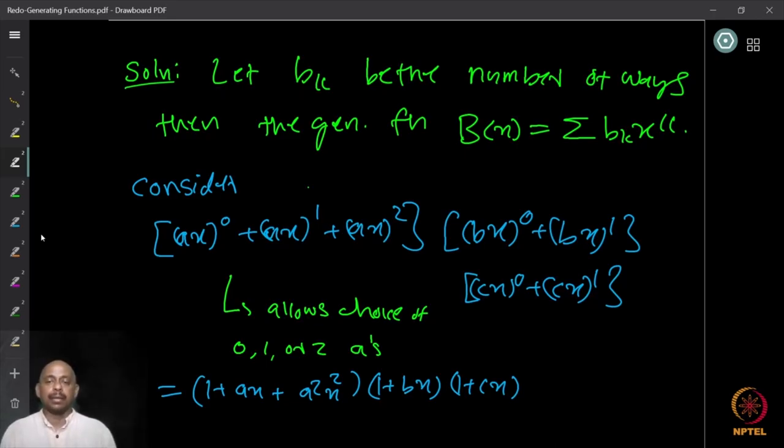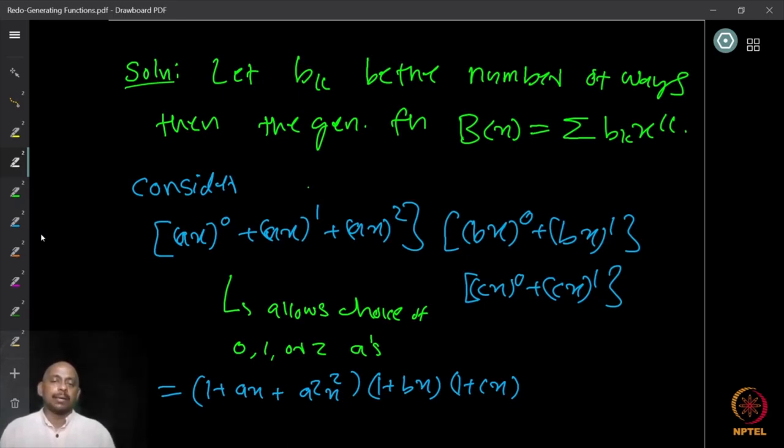b, and cx, so I will get x raised to 4 with a squared b c. So I have to choose two a's, one b, and one c. Now this is one possibility, and I have several such possibilities. But how do you put them together to find B of X?